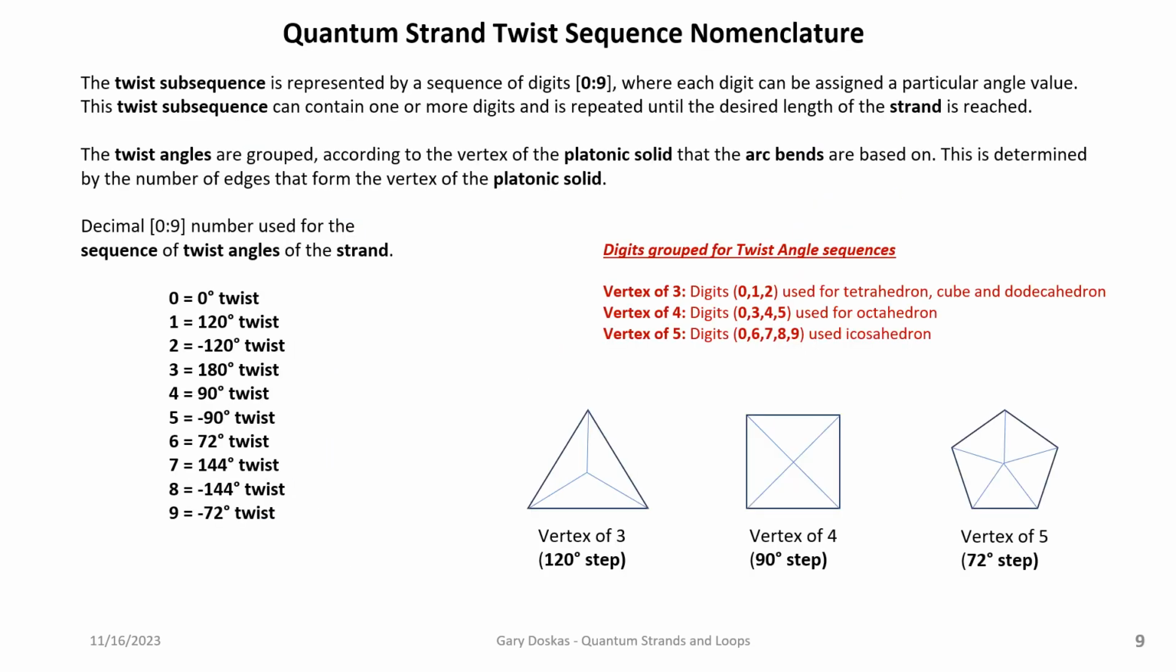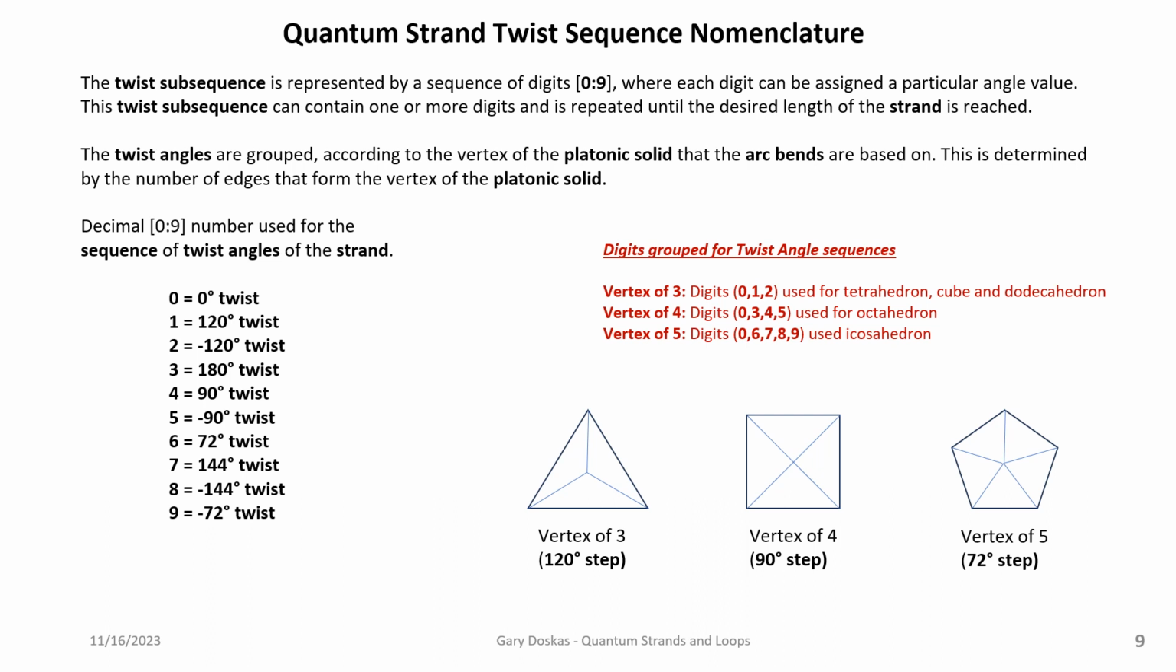Quantum strand twist sequence nomenclature. The twist subsequence is represented by a sequence of digits 0 through 9, where each digit can be assigned a particular angle value. This twist subsequence can contain one or more digits and is repeated until the desired length of the strand is reached. The twist angles are grouped according to the vertex of the platonic solid that the arc bends are based on. This is determined by the number of edges that form the vertex of the platonic solid.